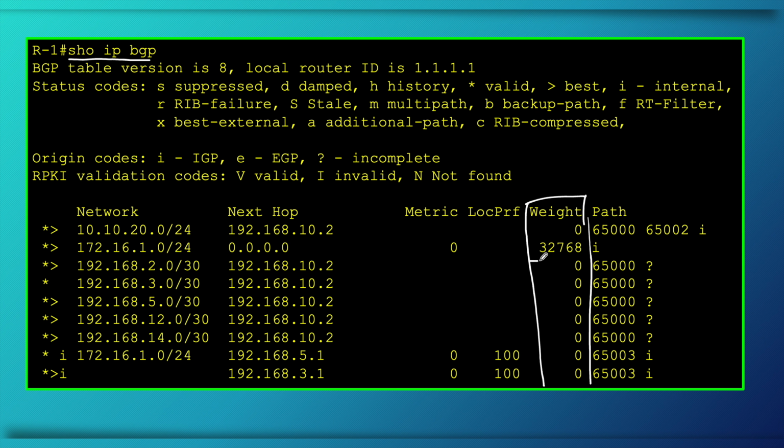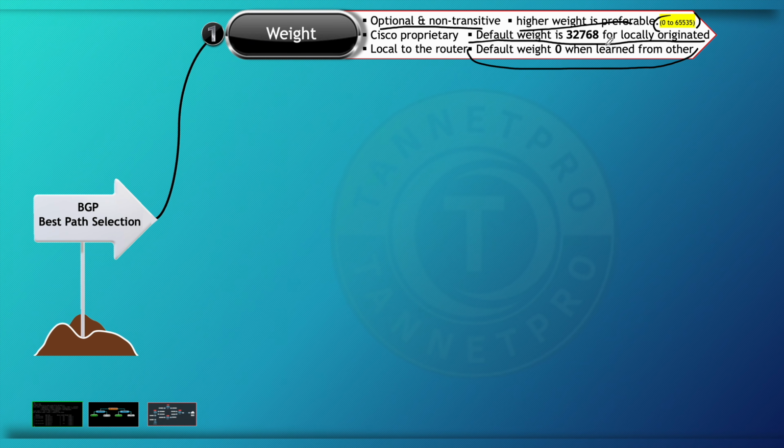And as I said, if any network is originated locally, meaning it's configured on this router, where the next hop is 0.0.0.0, that weight would be 32768. Definitely that would be preferable. And the other networks I have learned from a different router or different AS, that weight would be 0, right? The same thing is explained over here. Just right here. Hope it is clear.